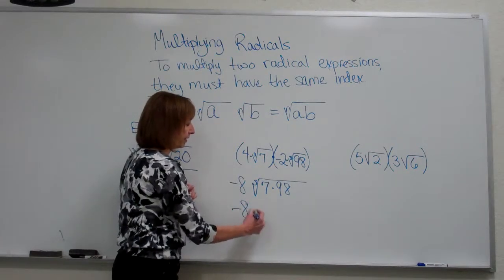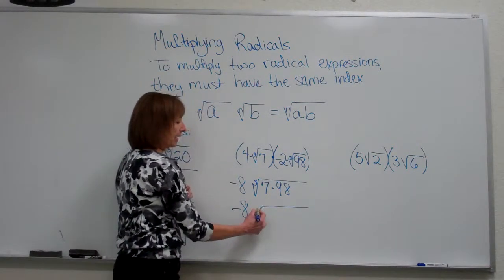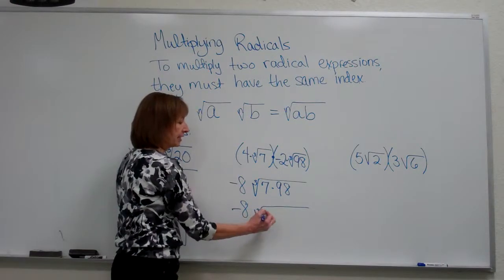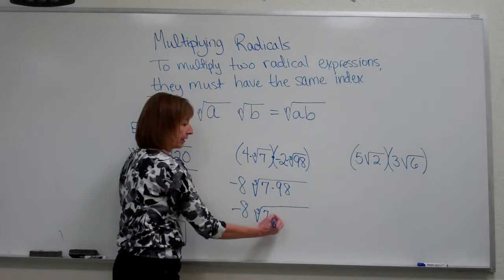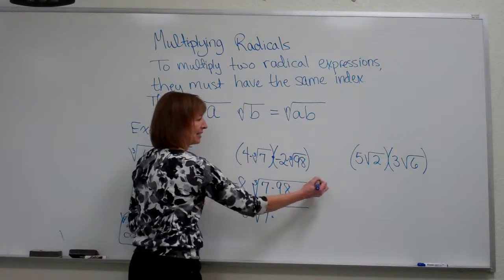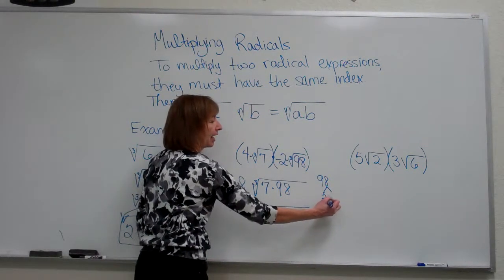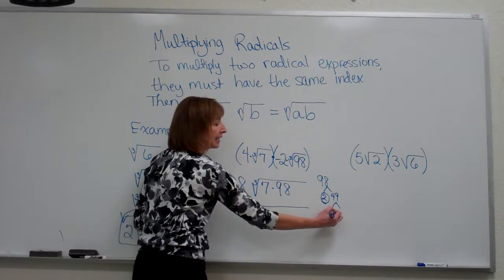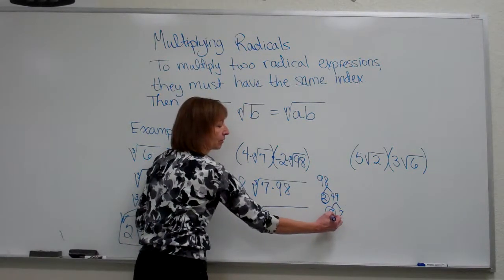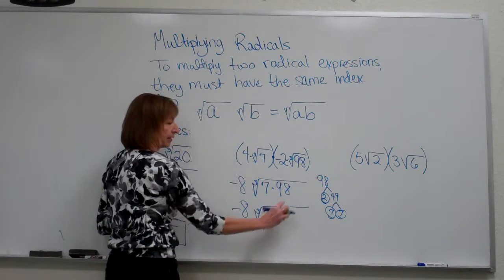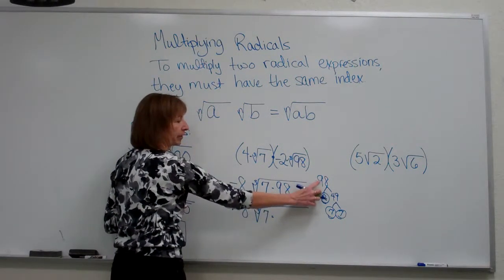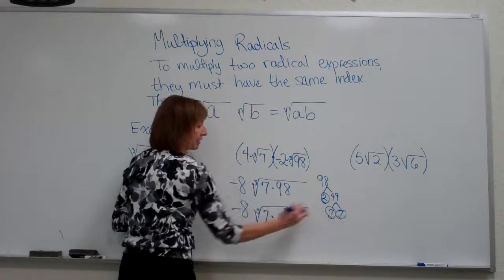So I'll carry down the -8, and I have my cube root. 7 is prime, so I'll write 7 down. 98, let's think about that. 98 is even. It's 2 times 49. 2 is prime. 49 is 7 times 7, or 7's prime and 7's prime. So 98 gets replaced with 2 times 7 times 7.